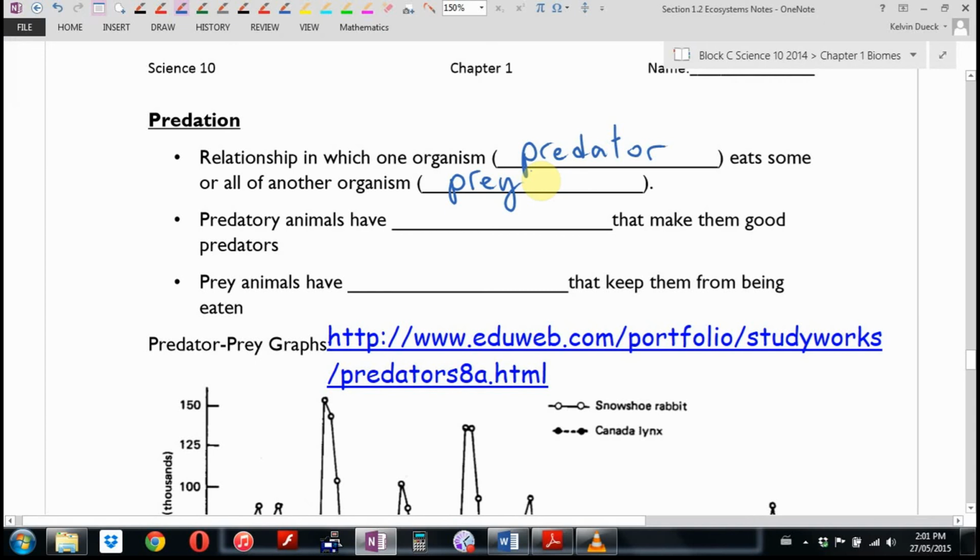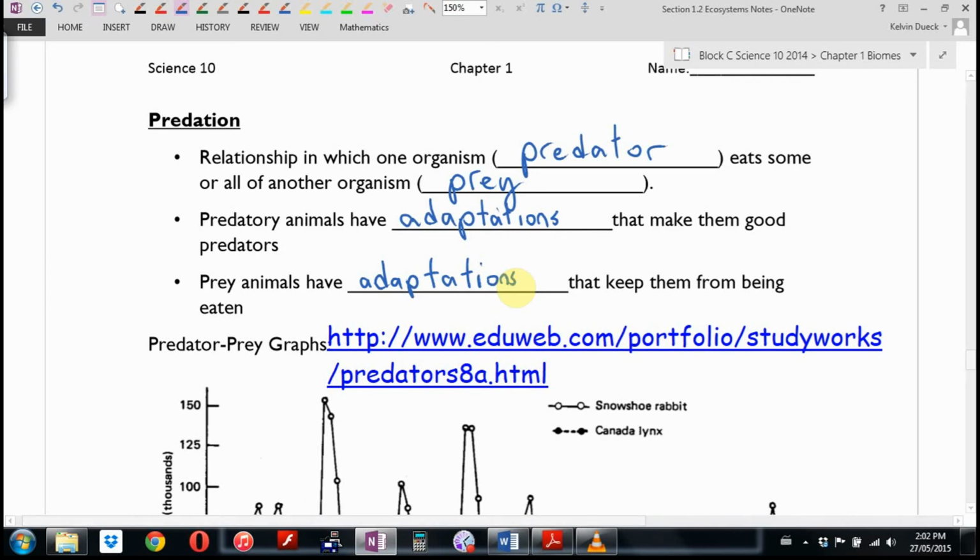So predatory animals have some type of adaptations that make them good predators, good hunters, good eaters. And prey animals have adaptations that keep them from being eaten.